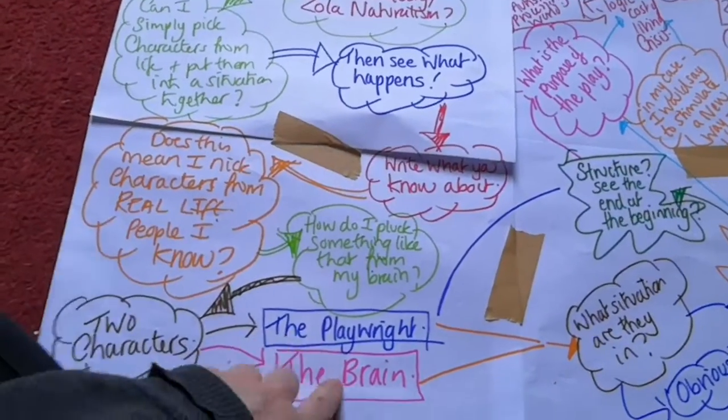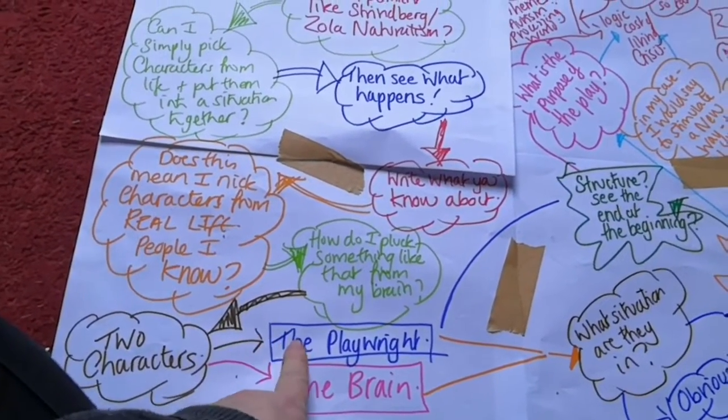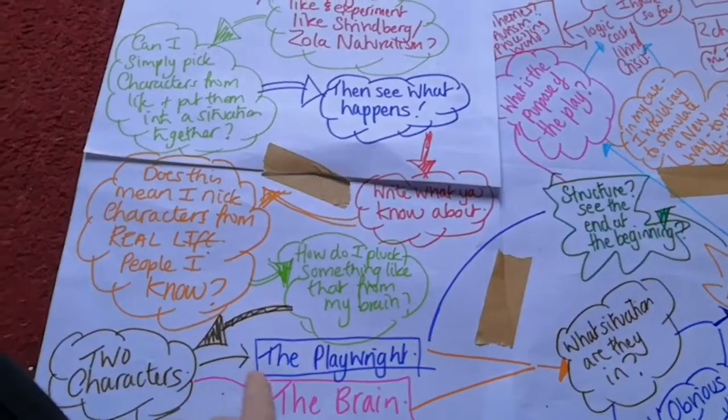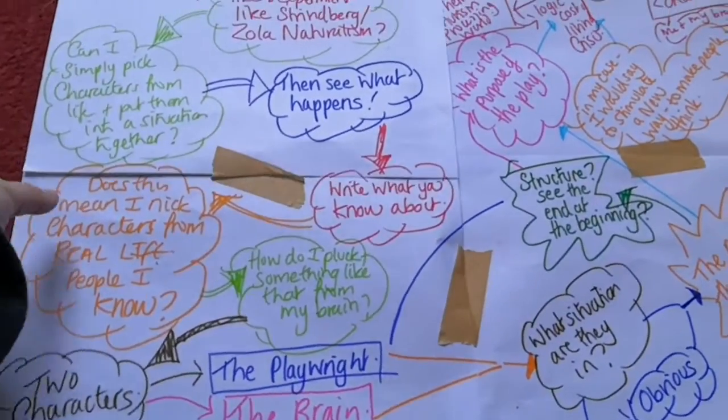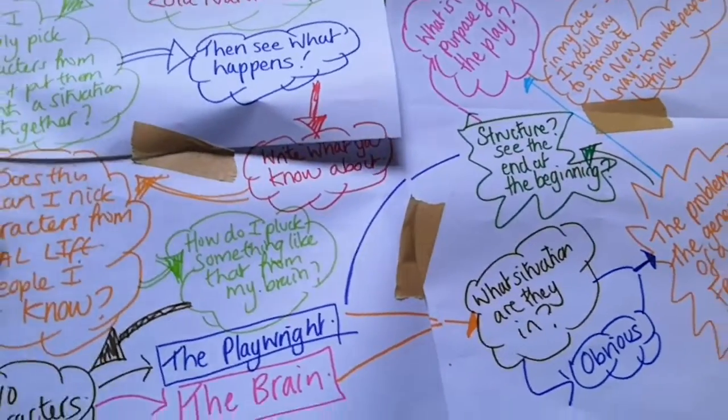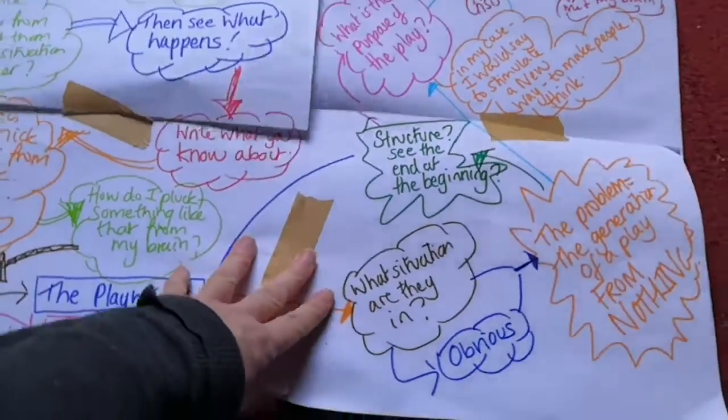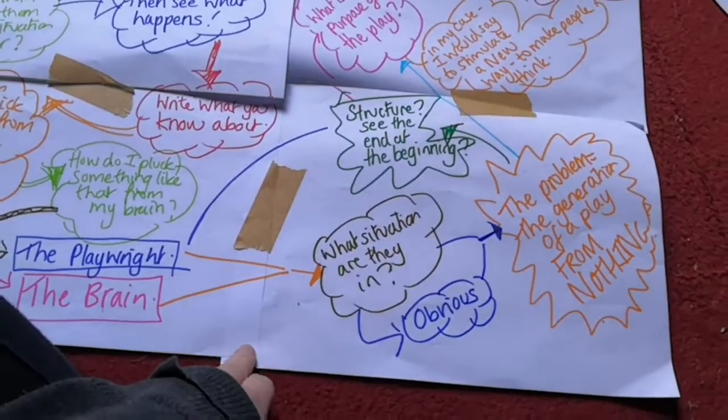My brain goes, okay, let's have two characters. One is the playwright, maybe that's me, and then the other is the brain. Oh my God, it's me again. Okay, who said that I was self-centered? They're wrong. Everyone should be like me. No, anyway, what do you think about me?